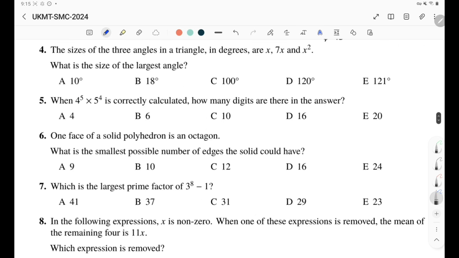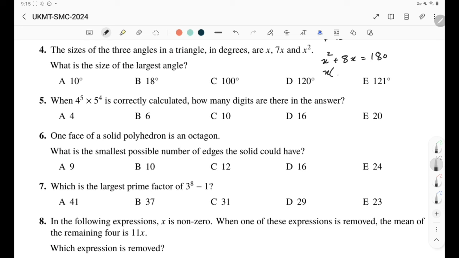Next, the sizes of 3 angles in a triangle in degrees are x, 7x, and x squared. And we just need to find the largest angle. Okay, this is very easy. We know that in any triangle, the sum of the 3 angles is just 180 degrees. So you can create an equation here. It's going to be x squared plus 7x plus x, which is just 8x, is equal to 180.